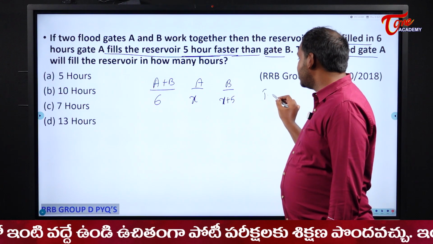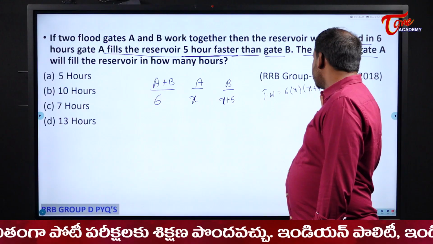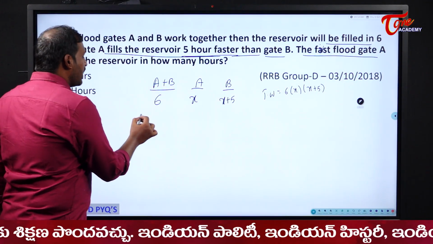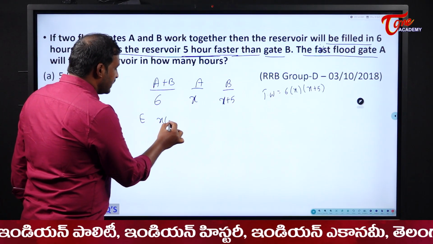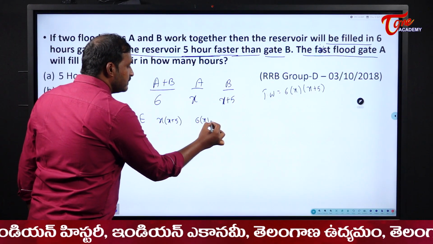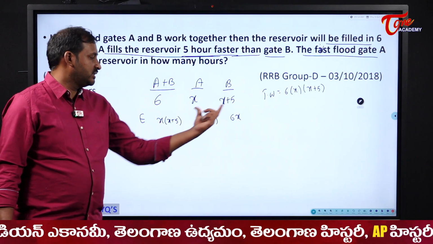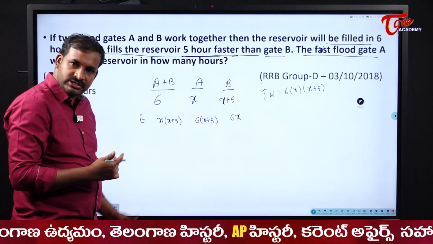What is our total work here? 6 into x plus 5. So this is our total work here, the product of all three directly. Now what happens to their efficiencies? A plus B efficiency will become x into x plus 5. A's efficiency will become 6 into x plus 5. B's efficiency will become 6x. Simply you can write. So the sum of these two efficiencies is equal to this one as usual.